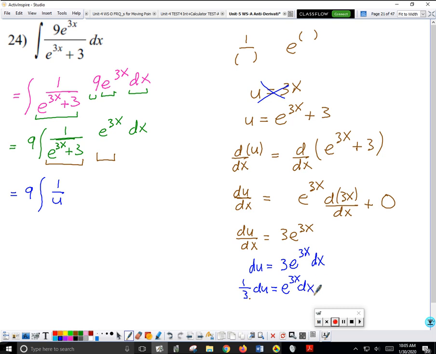And now I know that e^(3x) dx is exactly the same thing as 1/3 du. That's why I said the 3 doesn't really matter. You're going to move it anyway. So that's a perfect replacement. So I go like this. The whole idea of u-substitution is start with something complicated, change to something easy.